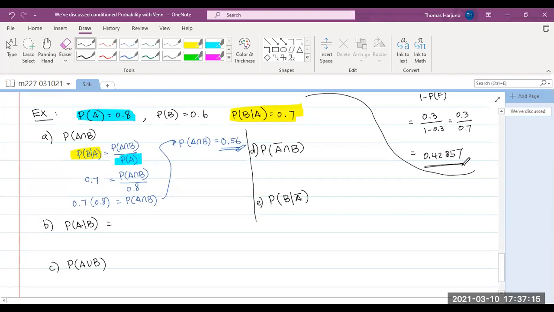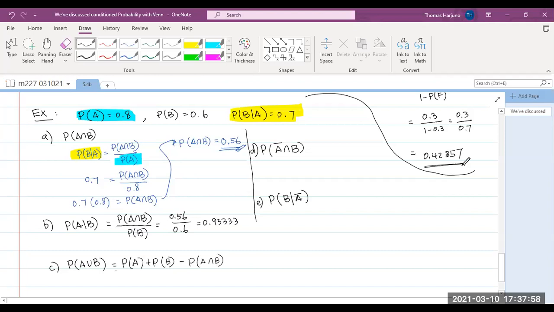Well, anyway, we already have the probability of the intersection, then how about the probability of the condition? Write down the formula first. Do I have to always write down the formula, Thomas? Well, you can try. If you don't write the formula, what happened? You end up writing nothing. So why don't you start writing the formula first, right? So this is 0.56 over probability of B, 0.6. That's 0.93333.